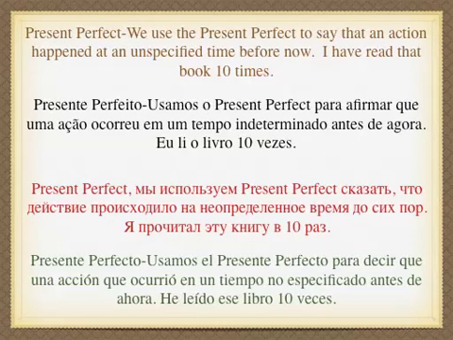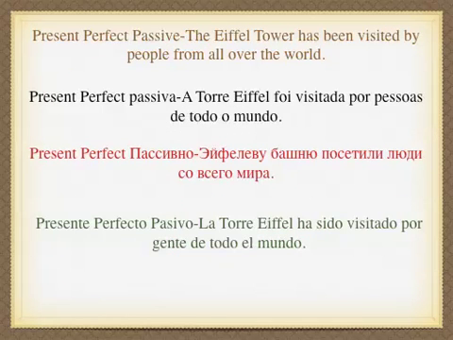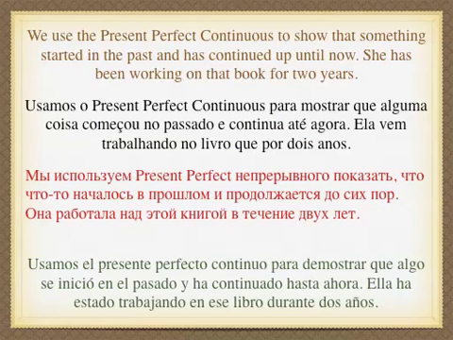Present perfect. We use the present perfect to say that an action happened at an unspecified time before now. I have read that book 10 times. Present perfect passive. The Eiffel Tower has been visited by people from all over the world. We use the present perfect continuous to show that something started in the past and has continued up until now. She has been working on that book for 2 years.